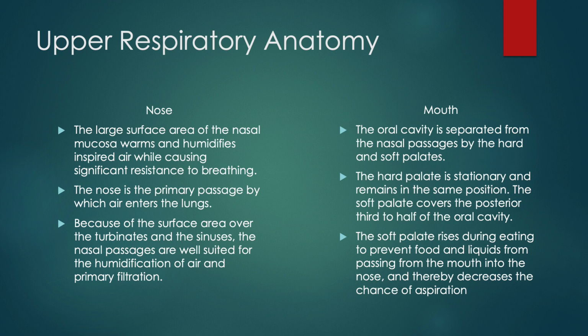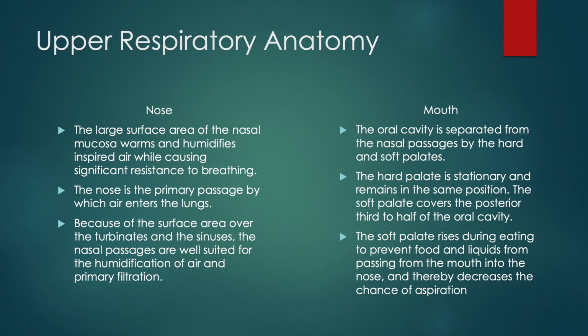When you think about the oral cavity, it's separated from the nasal passages by the hard and soft palates. The soft palate is actually a movable structure that's going to help prevent food and liquid from entering the nasal cavity during swallowing. This function reduces the risk of aspiration and is critical in maintaining airway integrity during anesthesia, especially in patients with obstructive sleep apnea or any anatomical abnormalities.